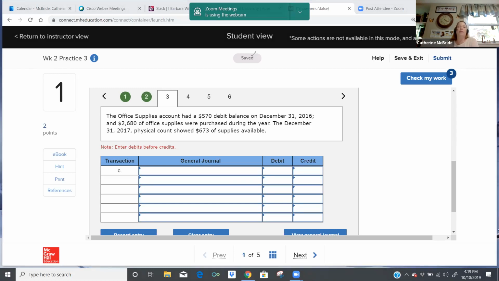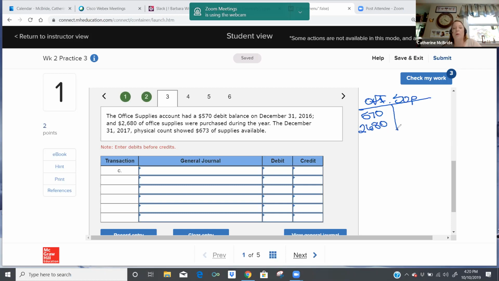All right, office supplies account had a $570 debit balance. So we'll look at our T account on December 31st, 2016. I may need more room. All right, so we had a debit balance at the end of the last year, the beginning of the year, of $570. During the year, we purchased $2,680.